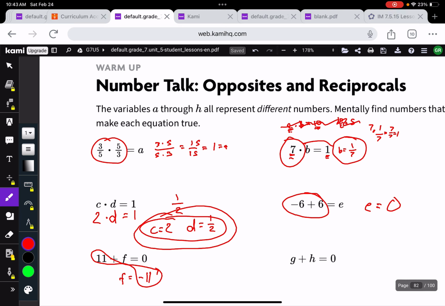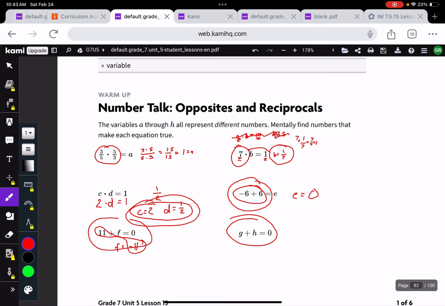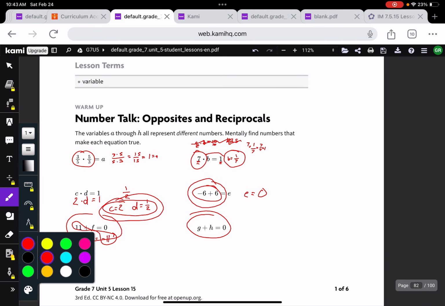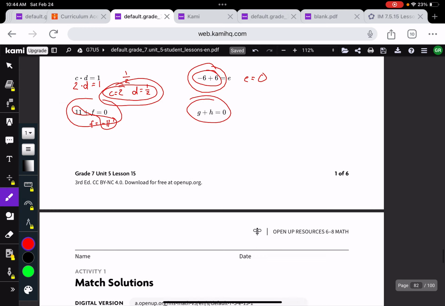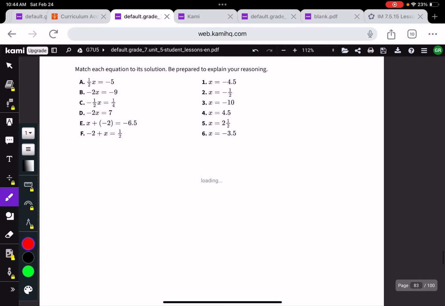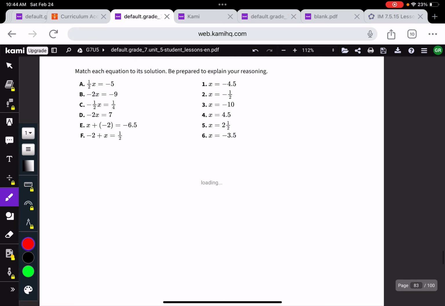And then these last 3, this one and this one, are called additive inverses. They add together to get 0. Additive inverses, we try to get 0. Multiplicative inverses, we try to get 1. So we'll get back to that in just a second, because that's our last activity today. But this one says, let's match each equation to its solution. Be prepared to explain your reasoning.